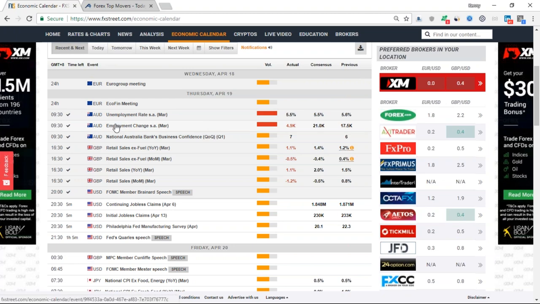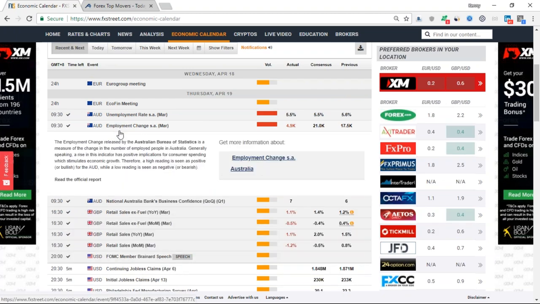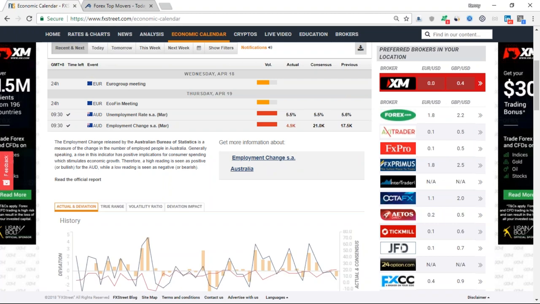And if you want to find out what it actually means, it's very easy to just click onto it, and you've got the information right there, which concerns the change in the number of employed people in Australia. Generally speaking, as it says here, a rise in the indicator has positive implications for consumer spending, which stimulates economic growth. Therefore, a high reading is seen as positive or bullish for the AUD. So you have got all that going on at the moment, and we will check on AUD later on.